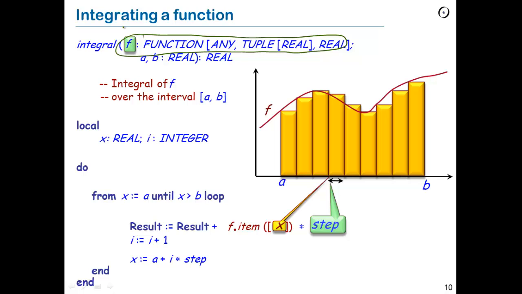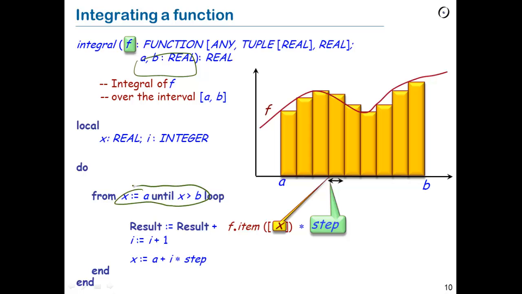So we are going to declare f as a function, and what does it mean? Well, it's a function that takes as argument a real. The arguments are always going to be represented by a tuple, so tuple of real represents a single real, and then it returns a real as well. Like, for example, the square root routine or the cosine routine. We can ignore the first parameter for a second. And then integral takes f as an argument plus a and b, which are the bounds of the integration. And so what do we do? From x initialized to a until x is greater than b, we're going to compute f.item(x) times step. Then we'll do i receives i plus 1, and we'll compute x as a plus i times step in order to get to the next x.